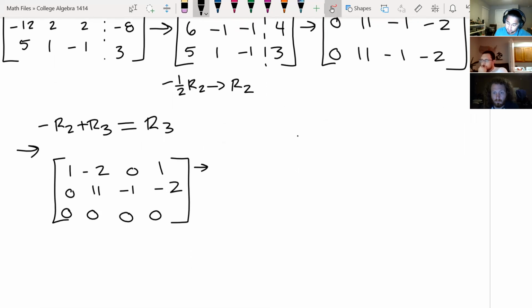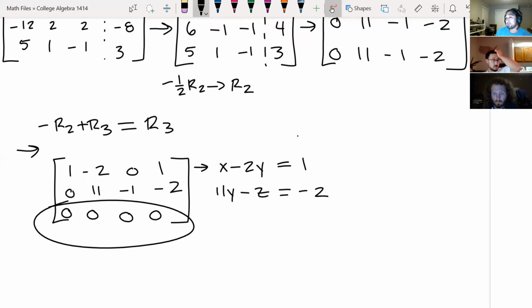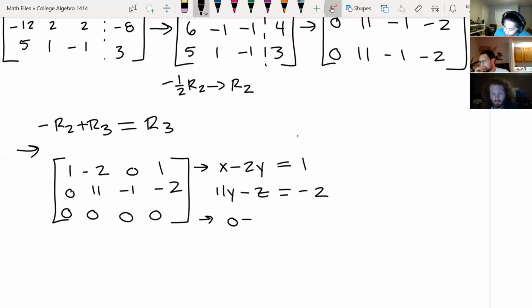So let's go ahead and convert to a system. This will be x minus 2y equal to 1. This will be 11y minus z equals negative 2. And we see that we don't have any coefficients for z. So what this translates to is 0 equals 0, which is a true statement, which means that we can say z is free. It's free to be any number it wants because it will make all of these equations true.